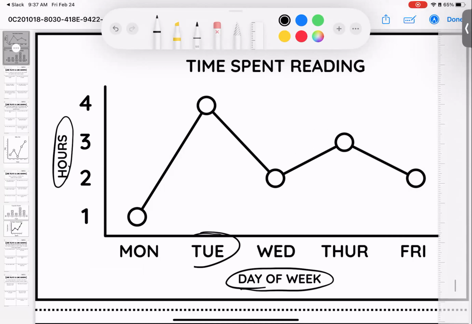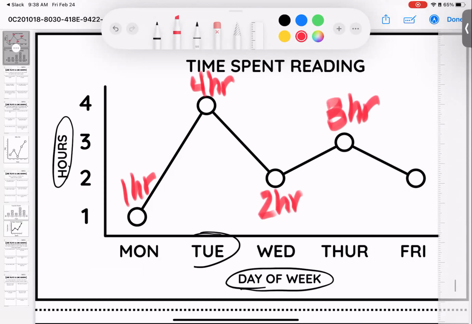The second question said, how many hours did Jessica read this week? Well, in order to answer that question, we need to look at the different places that are plotted. So Monday was 1 hour. Tuesday, we said, was 4 hours. Wednesday was 2 hours. Thursday was 3 hours. And Friday again was 2 hours. And again, I'm just getting these numbers by looking at where they would be across on the hour part.